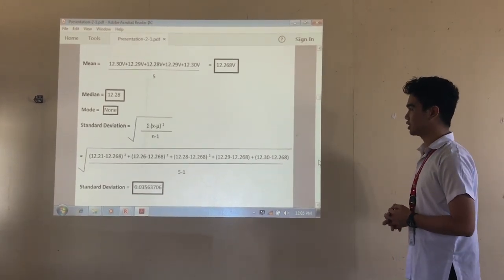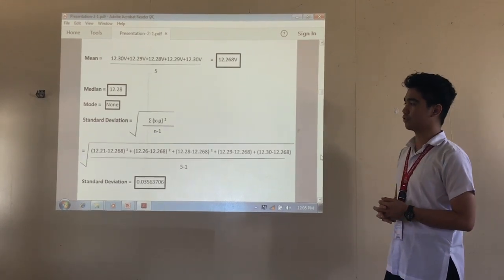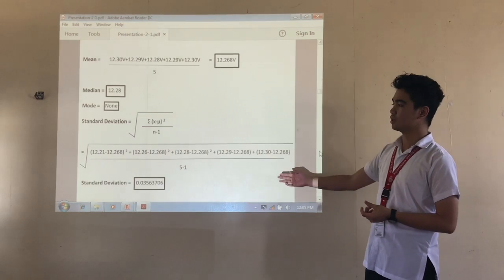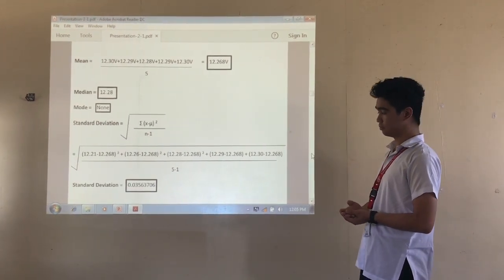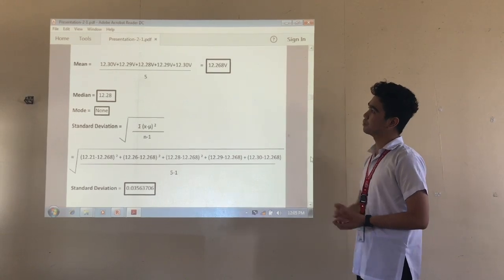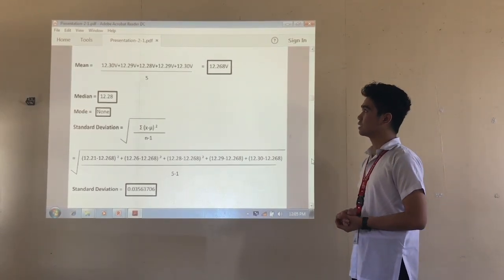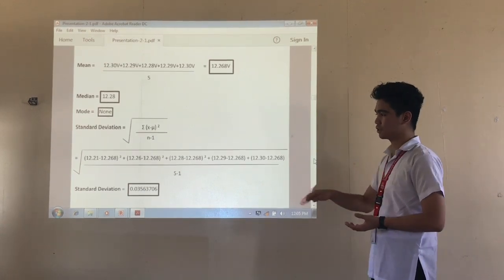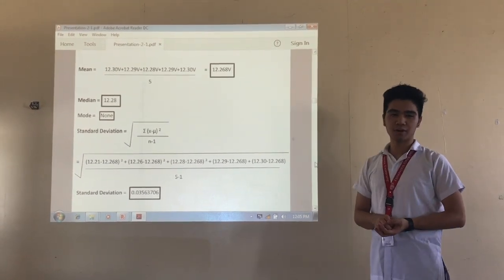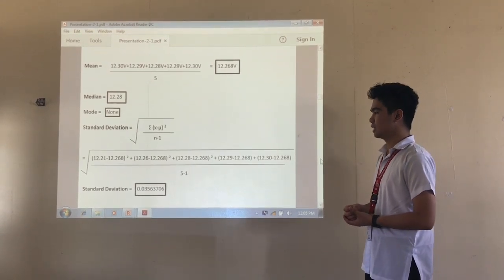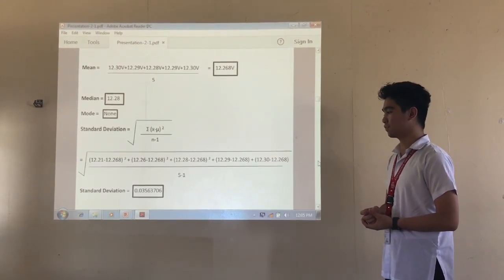Standard deviation is equal to the square root of the summation of (x minus mean) squared over n minus 1. So we take the mean of 12.268 volts and subtract it from each x, with n being 5, minus 1. Then the resulting standard deviation is 0.03563706.